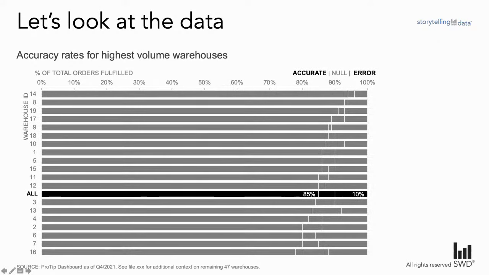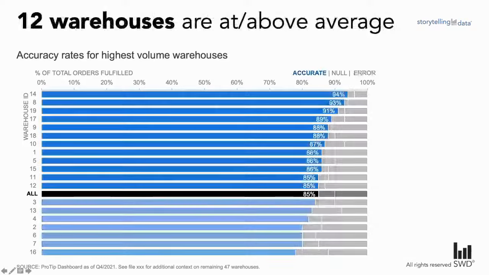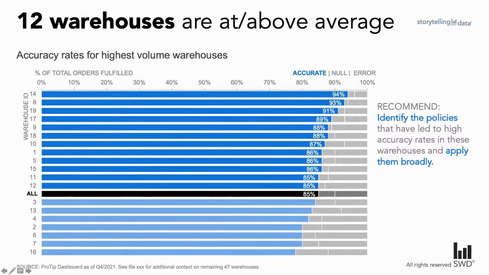So what you can see is that 85% accuracy rate and that 10% error rate that I mentioned a little bit ago. So when we look at the spread, 12 of our top volume warehouses are at or above this average. So that brings me to our first recommendation of the day. We need to really deep dive what is working well in these particular warehouses and figure out, are these things that can be applied broadly across the US?